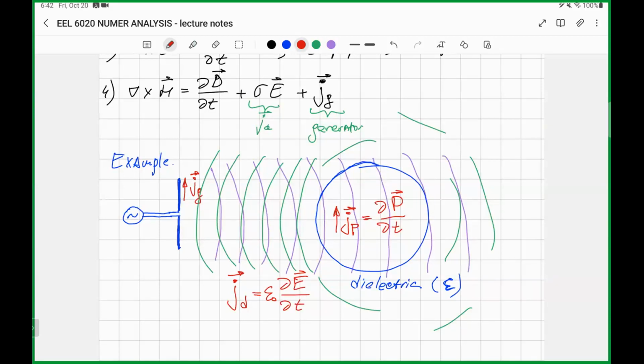Okay, and finally, this electromagnetic field that is re-radiated by the dielectric object can again cause a current in the metallic parts of the antenna, right? This would be the current of free charges, which is equal to sigma E, the conductivity of the metallic parts of this antenna times the electric field at the position of this antenna. So how many currents do we have? The generator current, displacement current, polarization current, and the conduction current. So it's four different types of currents.